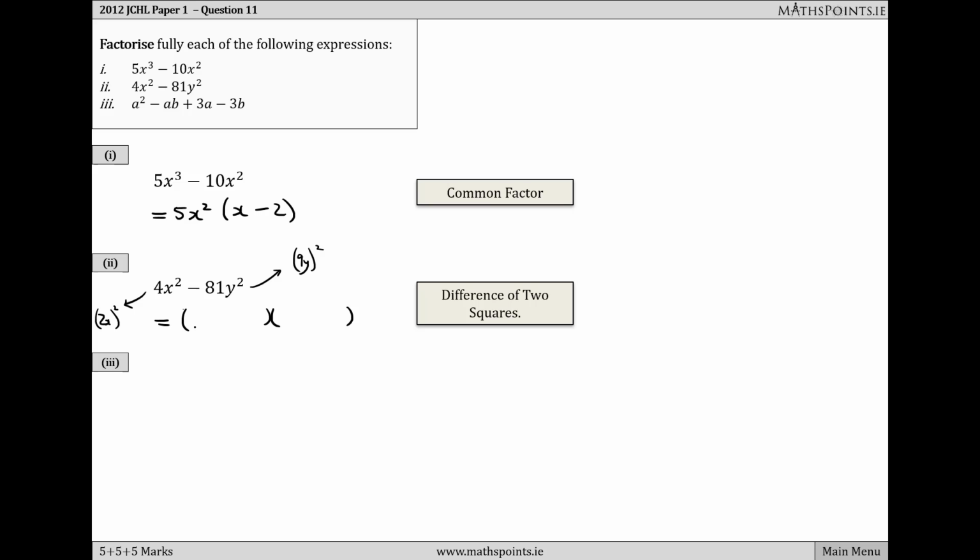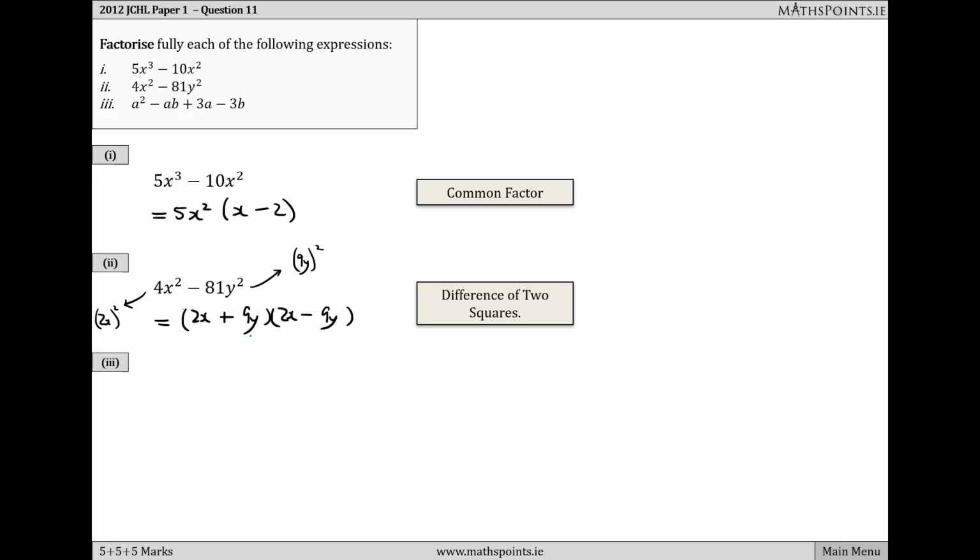and with the difference of two squares, the term in the first part of each bracket is equal, and the term in the second part of each bracket is equal, although with different signs. So 2x times 2x gives us the 4x squared. 9y multiplied by 9y will give us 81y squared, and the difference of two squares is always a plus and a minus.